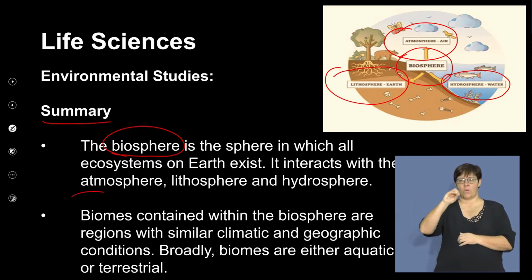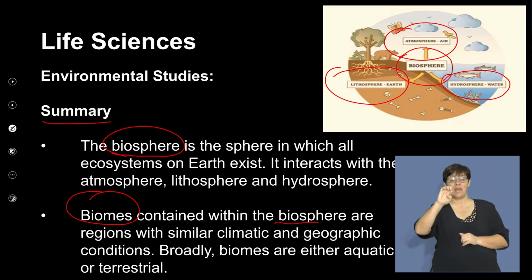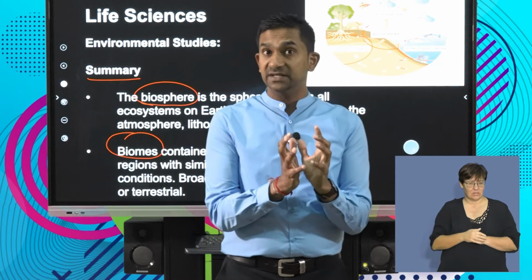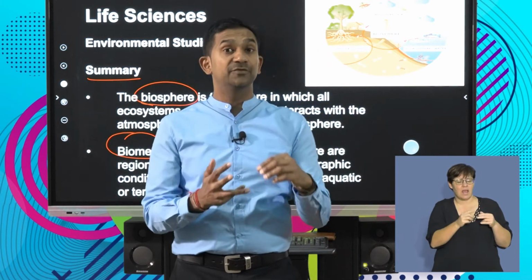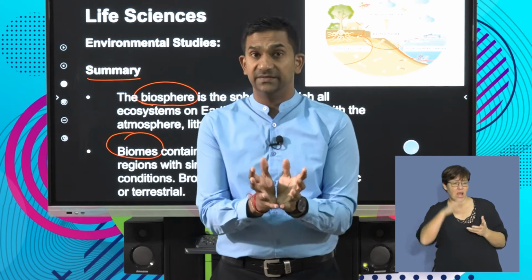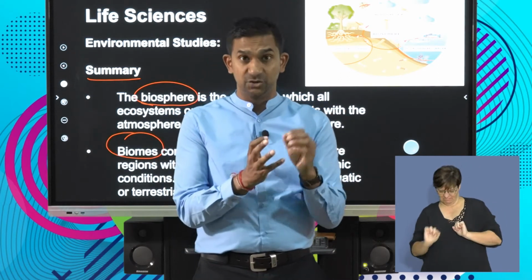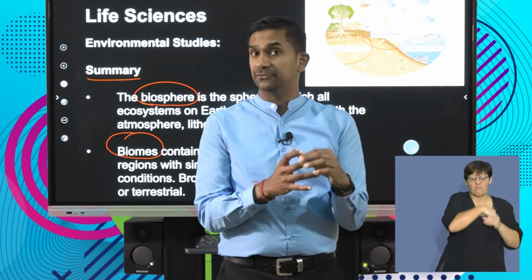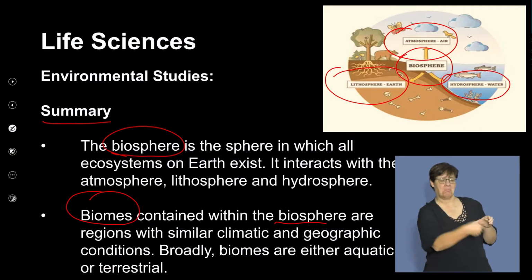We also mentioned that biomes are an important part within biospheres, and we recognize that biomes were areas that are characterized by their unique climate, the type of plants and animals that are found in that area. So biomes are little areas that are characterized by their unique climate and fauna and flora, which is plants and animals that live in those areas.